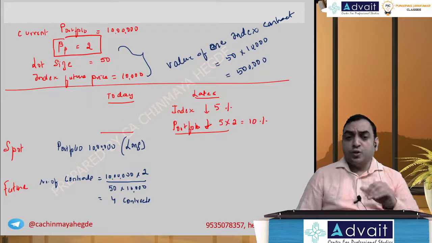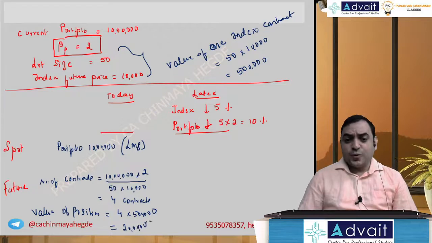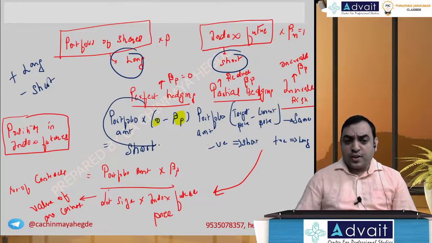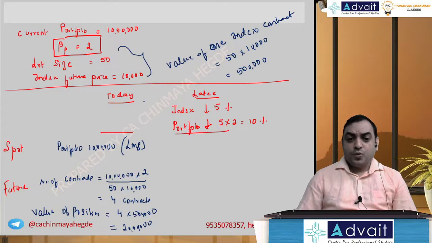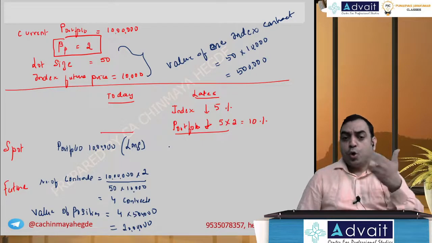And you are entering into 4 contracts. So what is the total value of position, the positional amount? 4 contracts multiplied by 5 lakh each, 20 lakh. What is the 20 lakh? Are you able to get it from the basics? That is what? Portfolio amount into beta, right? What is portfolio amount? 10 lakh into beta 2. 10 lakh into 2, 20 lakh. Hope you are able to understand.